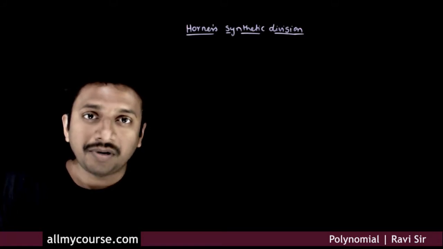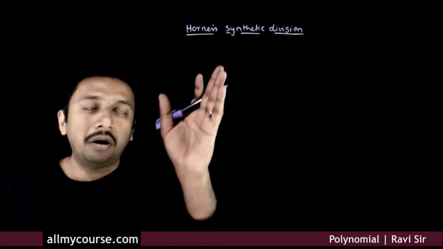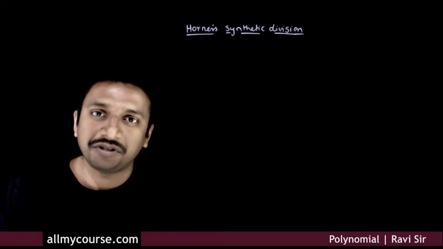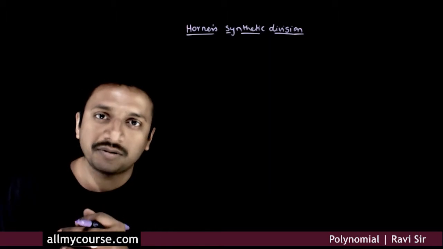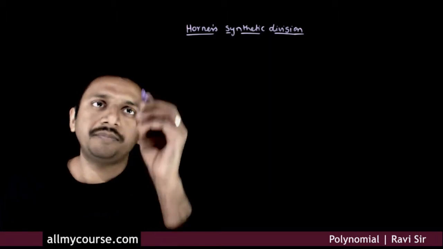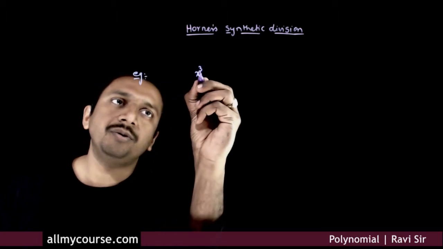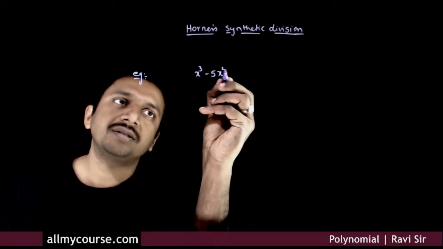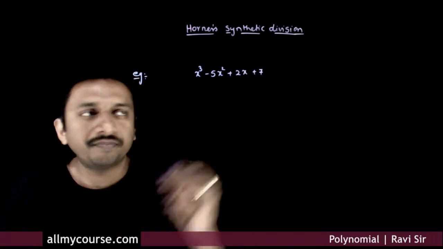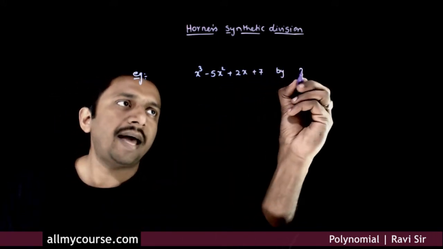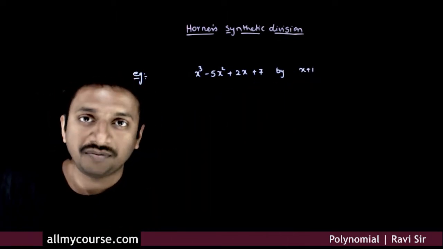So in this video, let us look at a very interesting technique of polynomial division called Horner's synthetic division. So you know how to divide two polynomials. Let us take an example. If you're asked to divide x cube minus 5x square plus 2x plus 7 by x plus 1, how do you do this division?